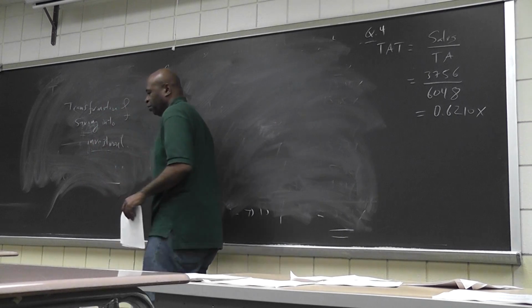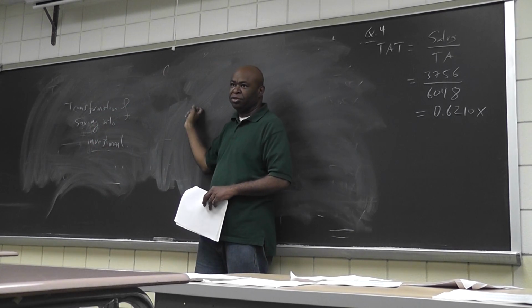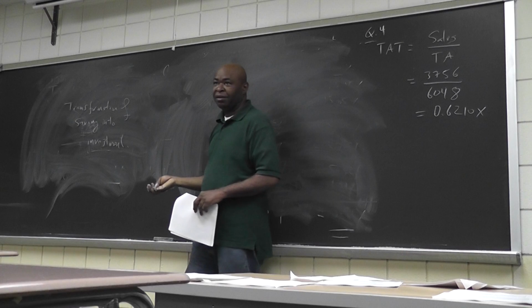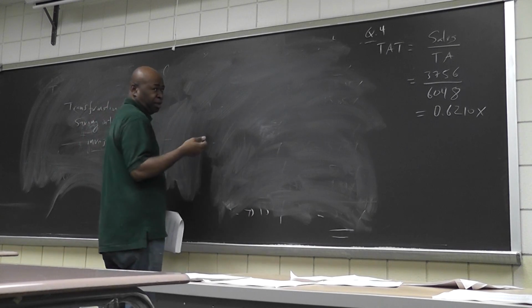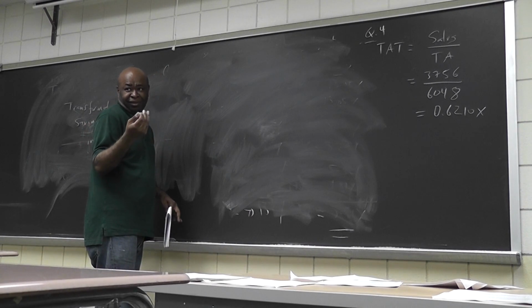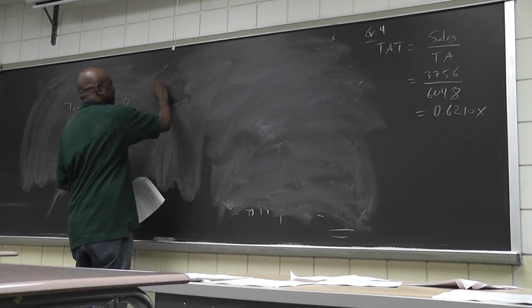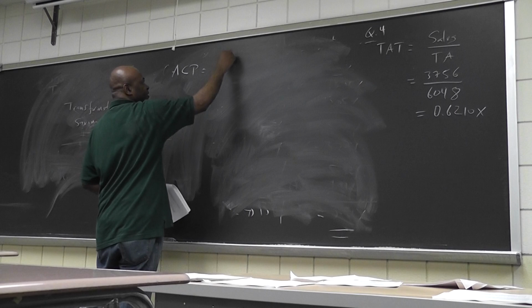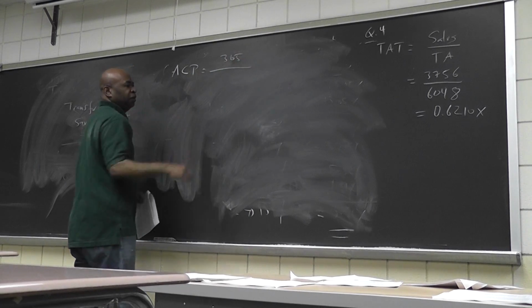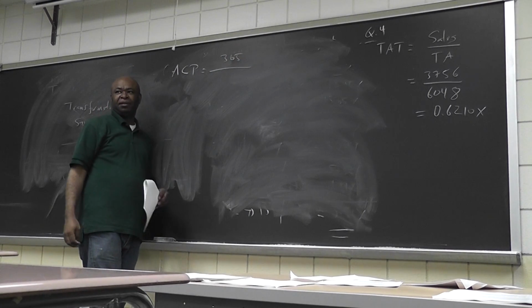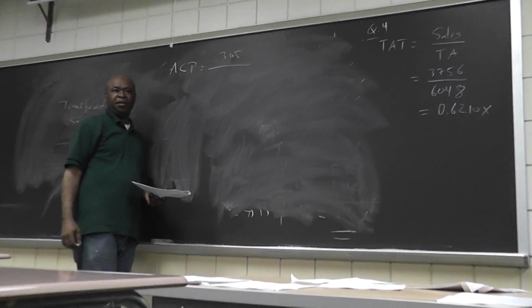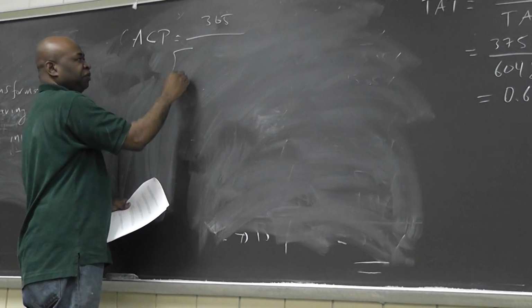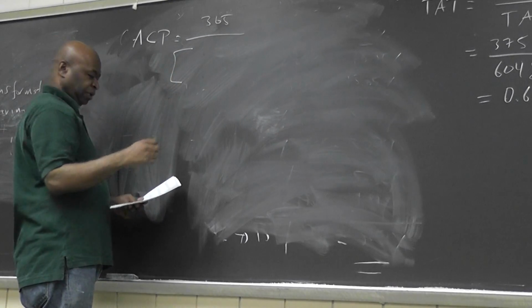Again, same thing. Here we could answer this question in 2 steps or 1 step. Let's do 1 step. The average collection period is going to be 365 over the receivable turnover. And receivable turnover will be sales over accounts receivable.